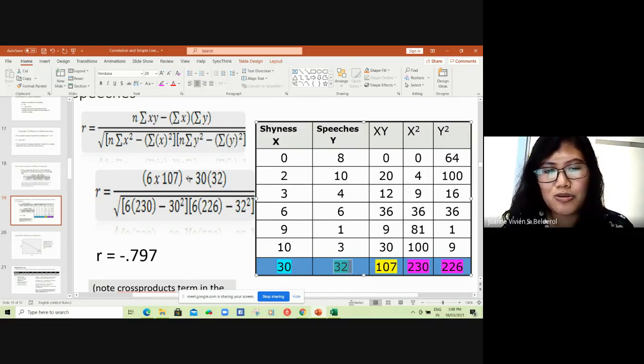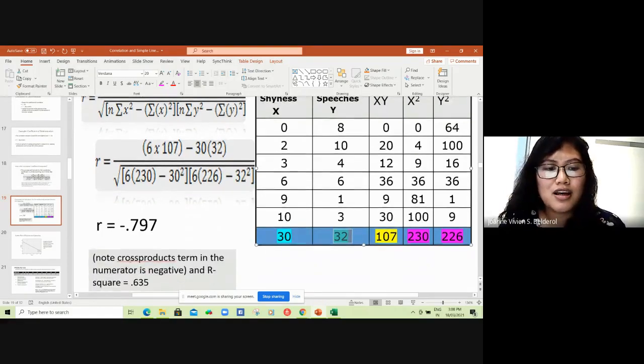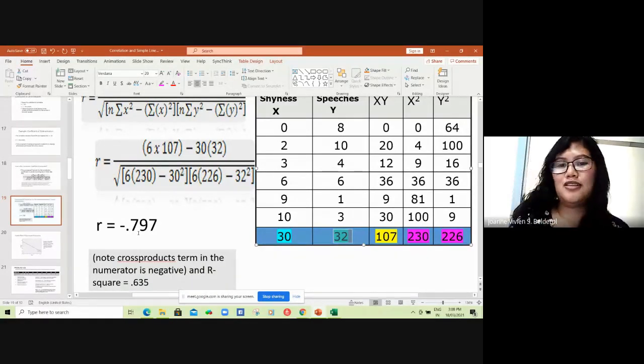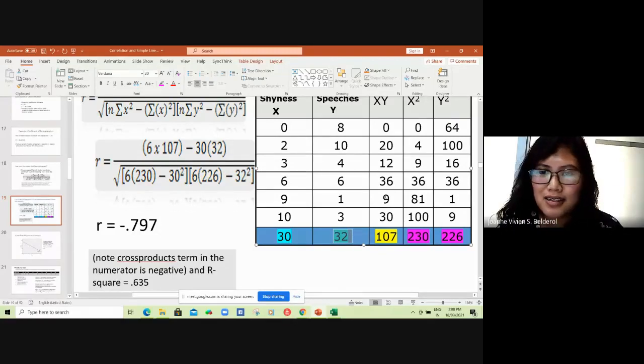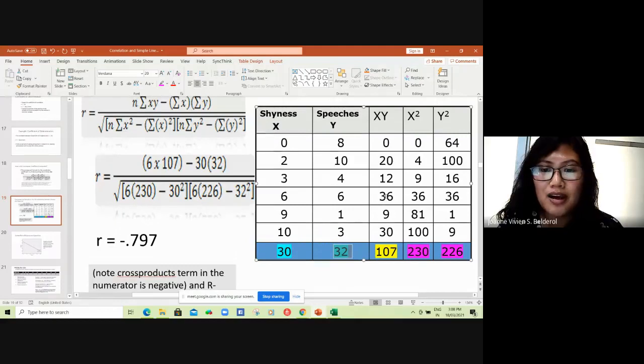And then you compute for this one. When you compute it, it will give you the answer of negative 0.797. Manual computation is still easy. The problem with manual computation is that if you make one mistake, all your computation will be wrong. But you can also do this another way.